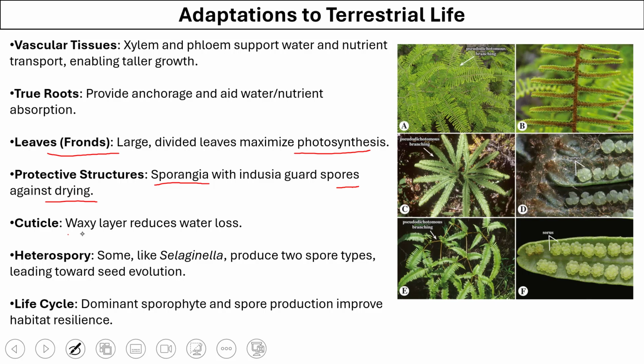They have waxy cuticles on them to reduce the loss of water. They have heterospory, in which they produce two different kinds of spores, leading to seed evolution. The dominant phase of their life cycle is the sporophyte, and the spore production has improved their resilience to different habitats.